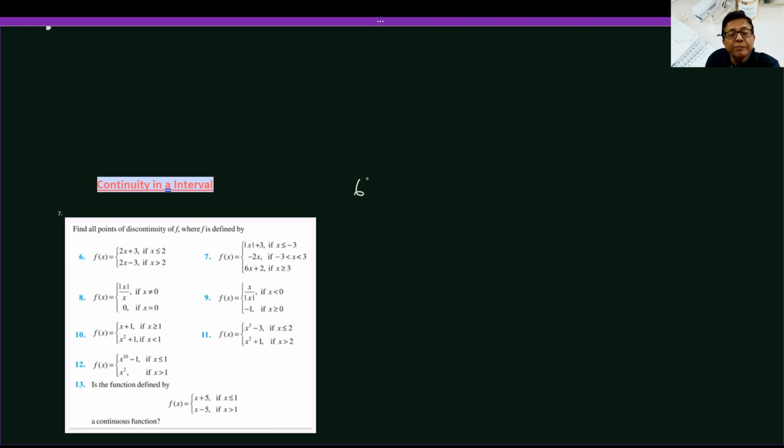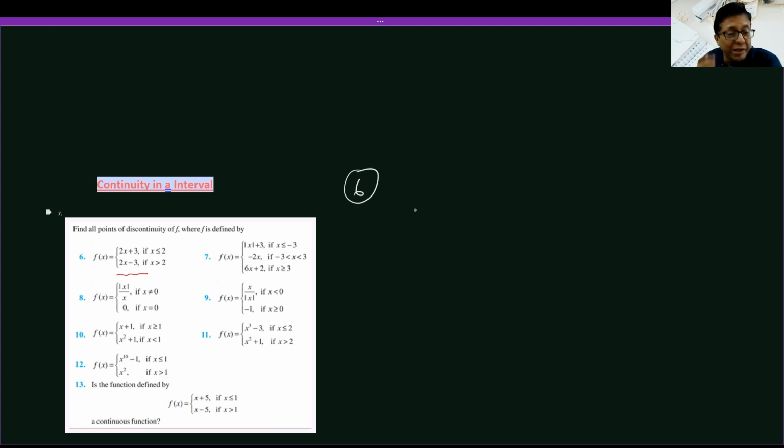Number 6 I am going to answer for you. You see, this is a polynomial function, for x less than or equal to 2. It is continuous everywhere before 2, I mean in that interval minus infinity to 2. It is continuous for x greater than 2 also, agree or not? Because it is a polynomial over there. But continuity is doubtful at x equal to 2.